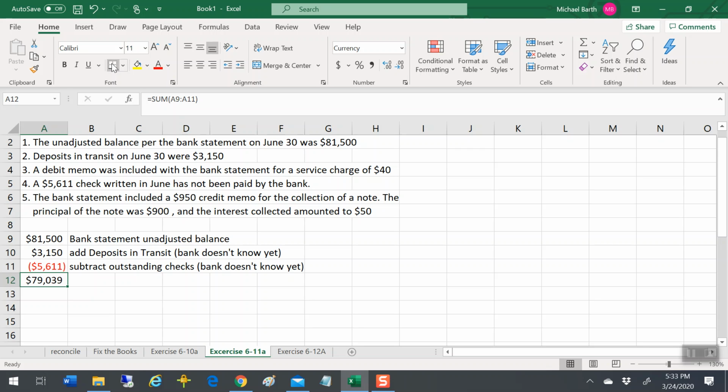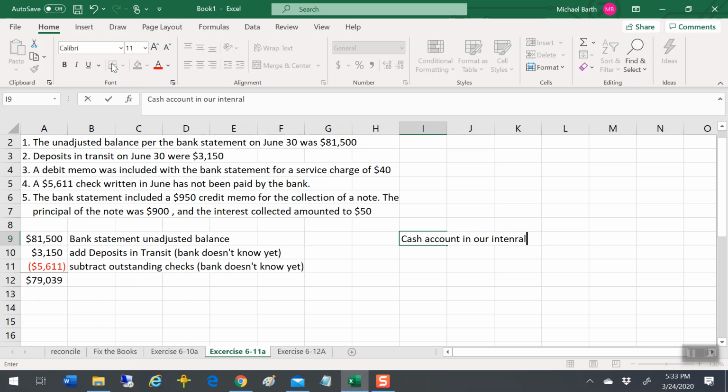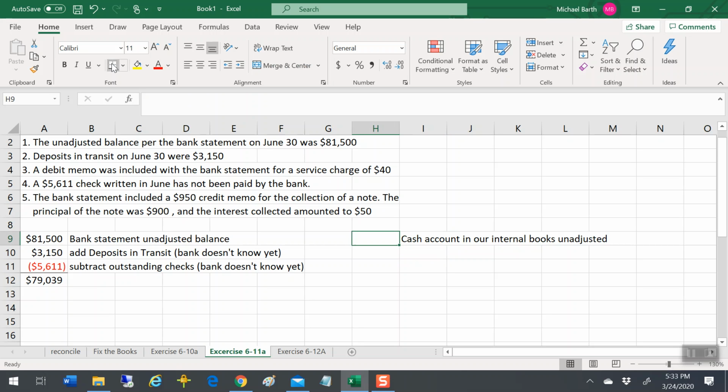Now, the other way to do this is to use our accounting numbers. All right, so we could go to our accounting statement, and then wherever the cash account is in our internal books, unadjusted, that means what does our cash account on the bookkeeper's desk say? And they didn't give that to us. We don't know what that is. So I'm just going to put question marks in here.